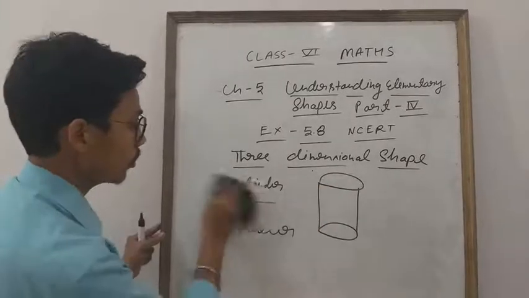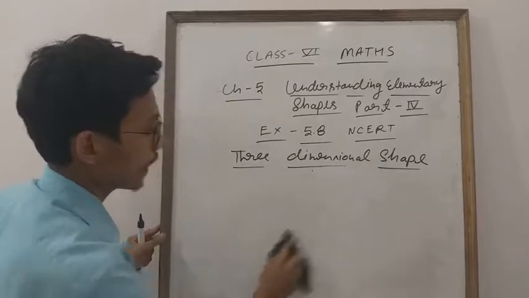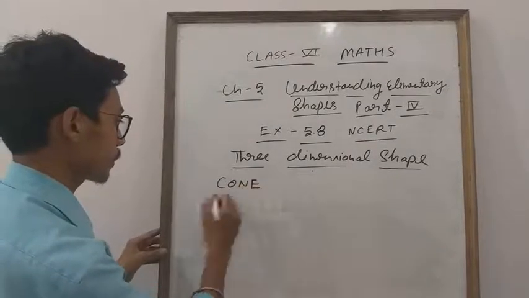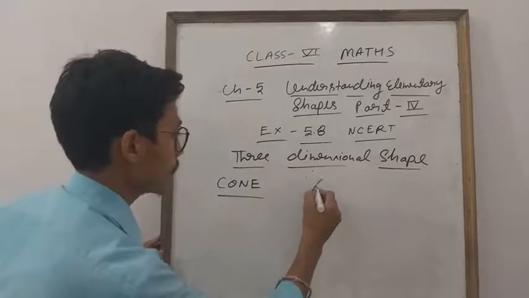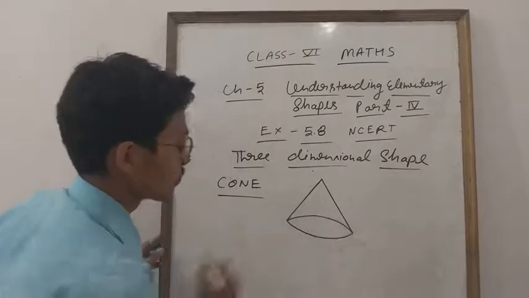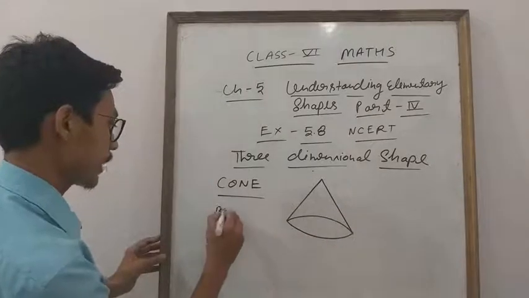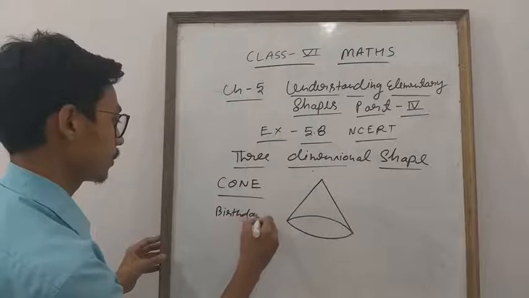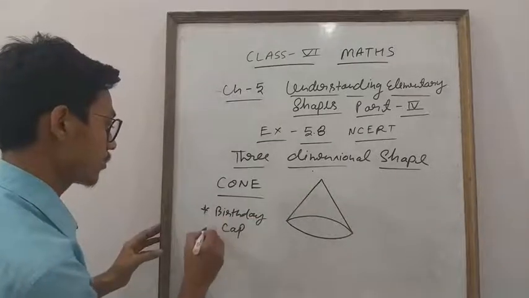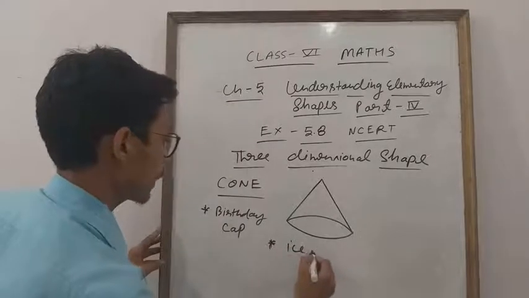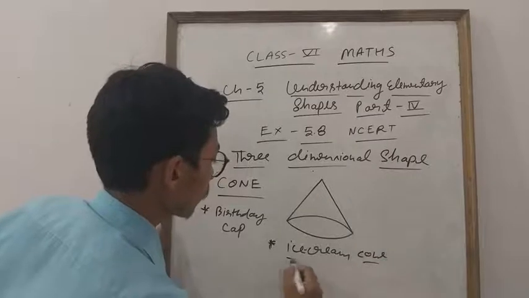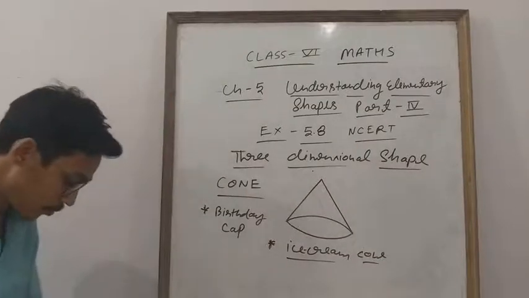Next thing is cone. Everyone knows cone, like a birthday cap, ice cream cone. This is a cone, students. The example is a birthday cap. Or what else is an example? Ice cream cone, you know the ice cream cone. So this basic information is given in the book, which I explain.